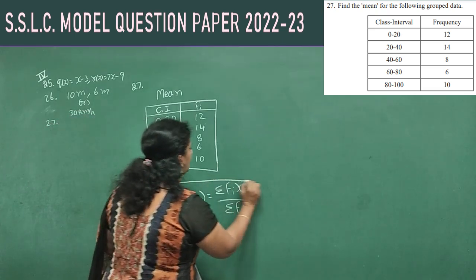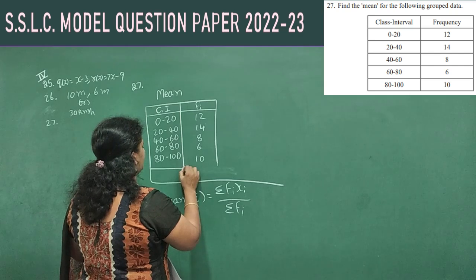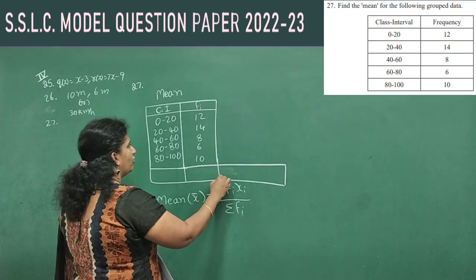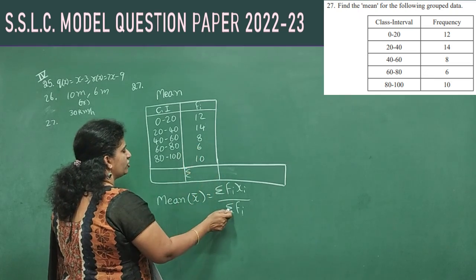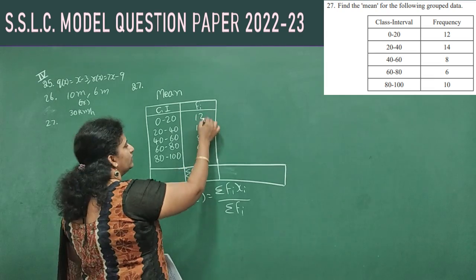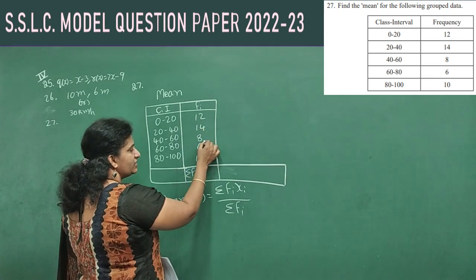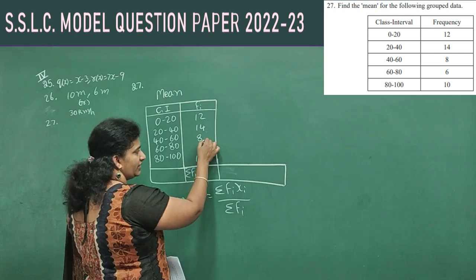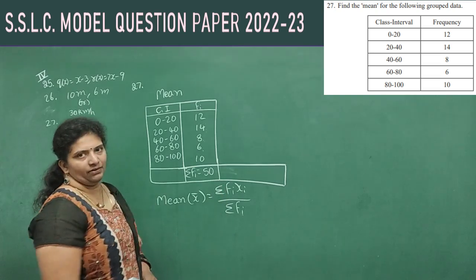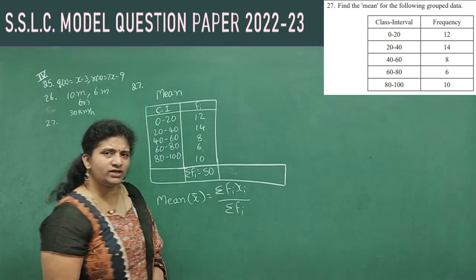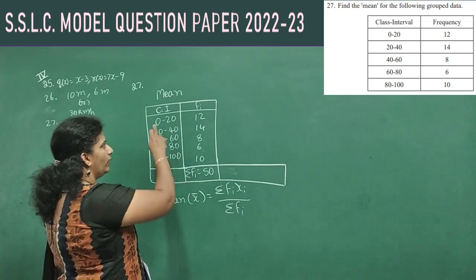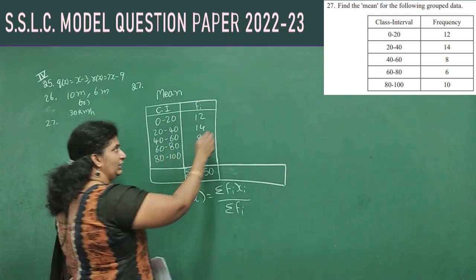So immediately let me add all the frequencies. Summation or a sigma fi means sum of all the frequencies. 12 plus 14, 26. 26 plus 8, it will be 34. 40, 50. Okay. Now, what about fi xi? What is xi? Xi is a class mark. How do we get this? Lower limit plus upper limit by 2.